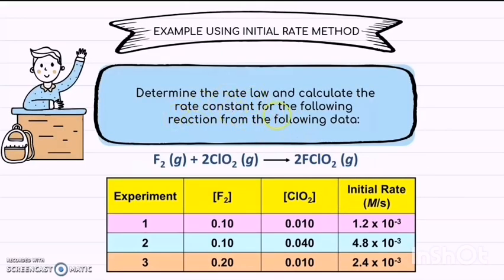Let's use this example so that you can understand more about the initial rate method. Determine the rate law and calculate the rate constant for the following reaction from the following data. So the question asks you to determine the rate law, and after that it asks you to calculate the rate constant. Two things here that you need to calculate. And from the question, you are given the balanced equation and also a set of data for 3 experiments.